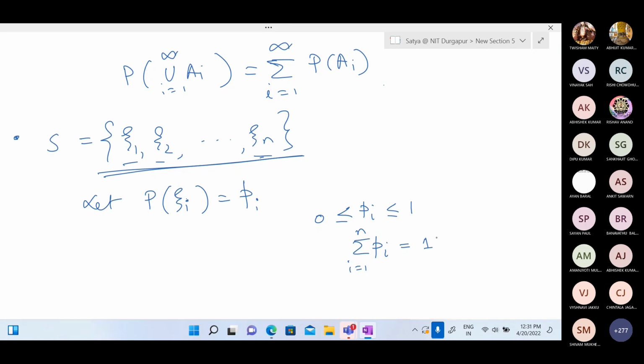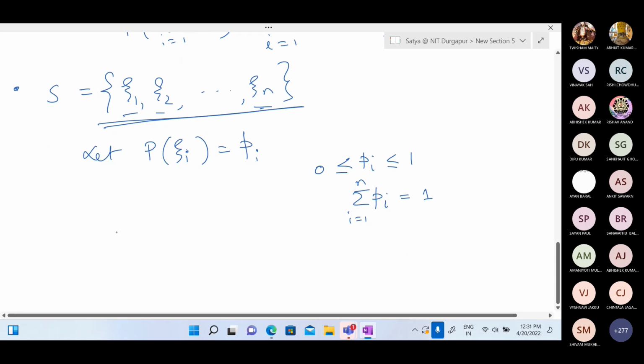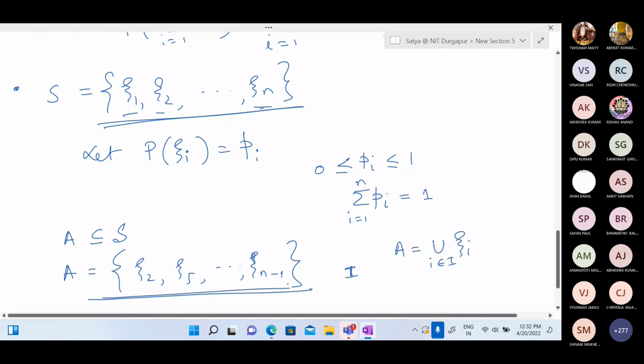And suppose we take a subset A of S. That means A has some elements, like zeta 2, zeta 5, or zeta n minus 1. This index set, that is 2, 5, n minus 1, we denote by I, an arbitrary index set. This is another notation. Then we can define A equal to the union of zeta i, i belonging to the index set I. So this one we can shortly denote by this.